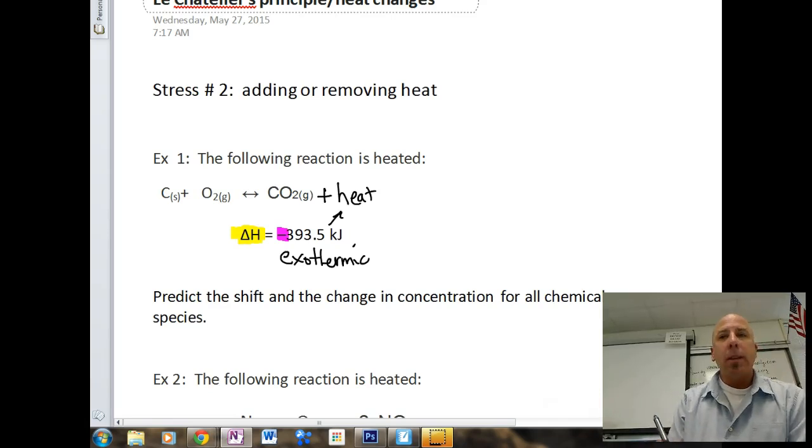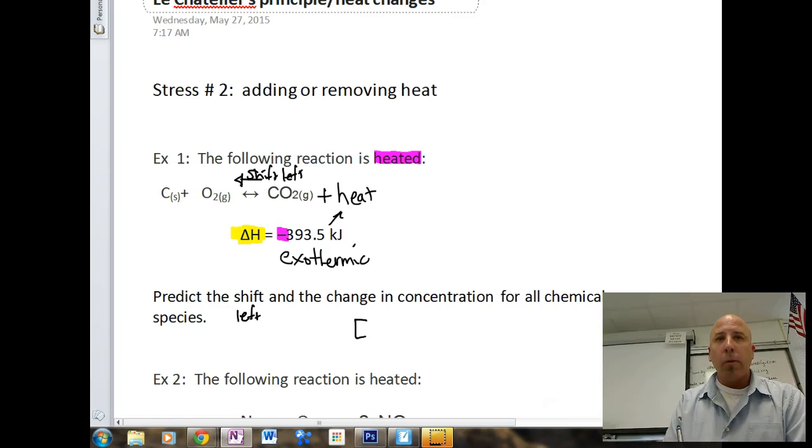Now, once that heat is there, we're going to treat that heat just like it is another chemical. If we were to add heat to this reaction, they're telling us here that this reaction is being heated, we're adding heat. So it's just like if we were to add CO2. If we added CO2, this reaction would shift to the left. Well, if we add heat, it's on the right, so the reaction is going to shift left. We just treat it like it's another product. So we predicted the shift. Down here, the problem says predict the shift, so it's going to be a left shift. And then the change in concentration for all the chemical species.